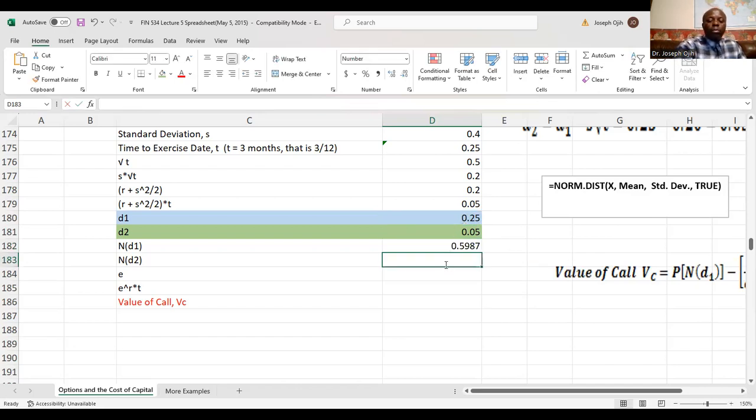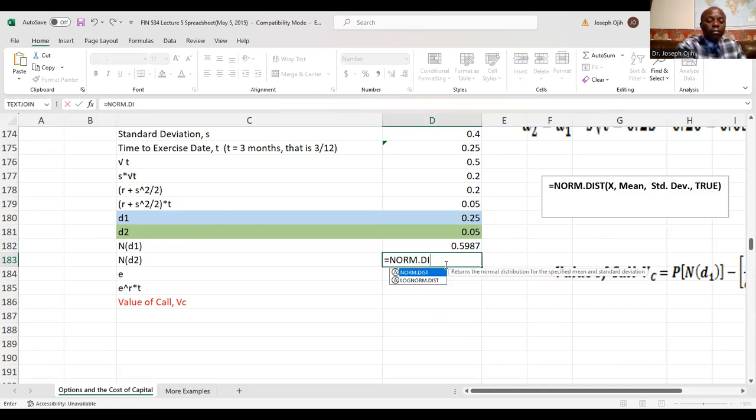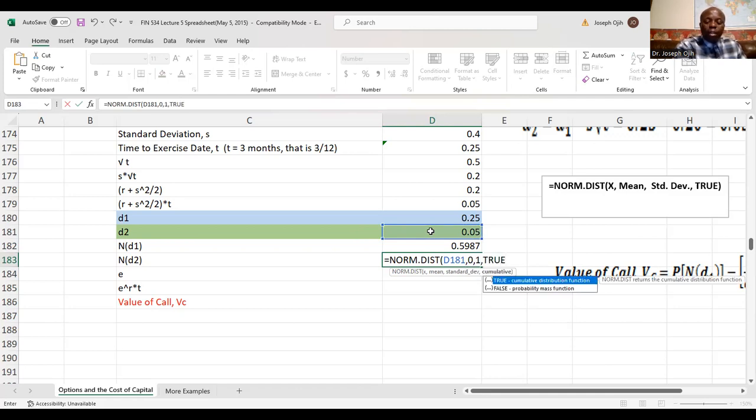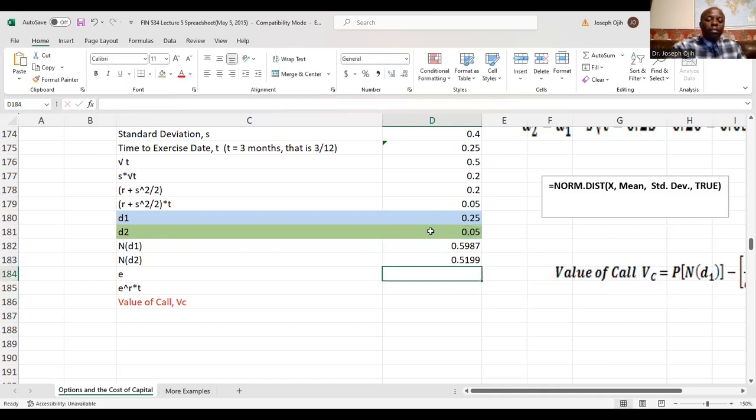Now for ND2, do the same thing. NORM.DIST, double click. For the X, put D2, comma, mean of 0, and standard deviation of 1, and it's true because it's cumulative. We are looking at from here. It gives us this. So now we have this.